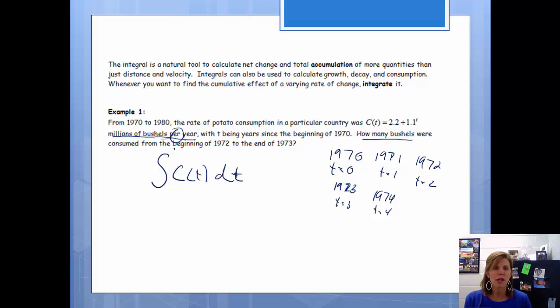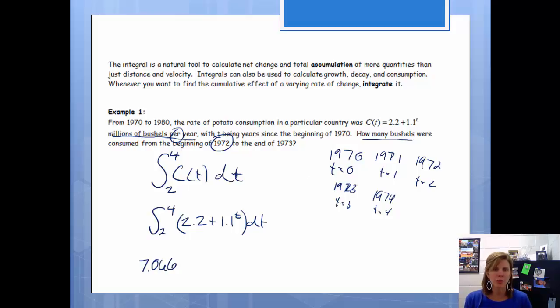So it says how many bushels were consumed from the beginning of 1972, which is t equals 2, until the end of 1973. If 1973 has ended, that would mean it would be the beginning of 1974, which would be t equals 4. So now we can just put this C of t formula in, with respect to t. And then from here, we will use Math 9, and we'll be able to use Math 9 on all of our problems this time. And when we do that, we should get 7.066.